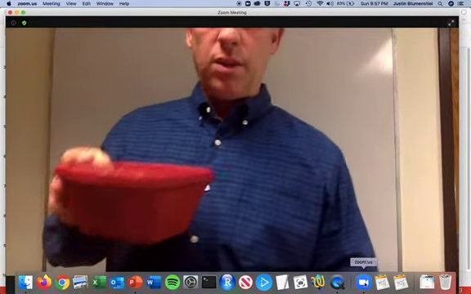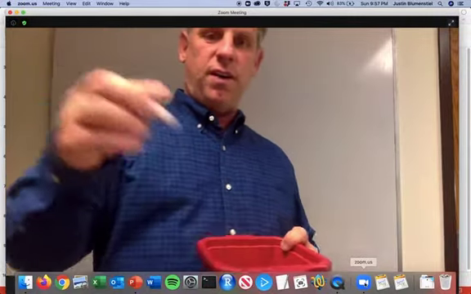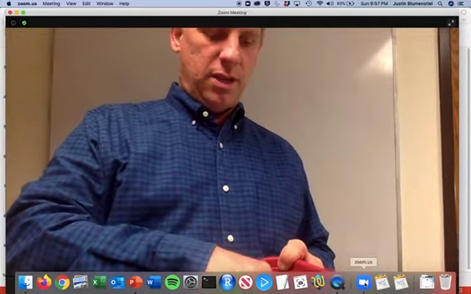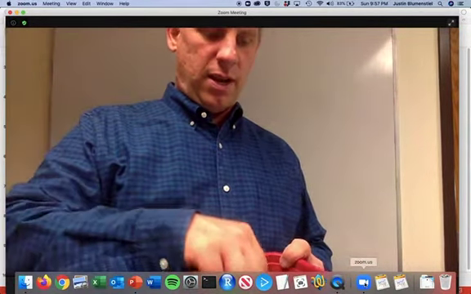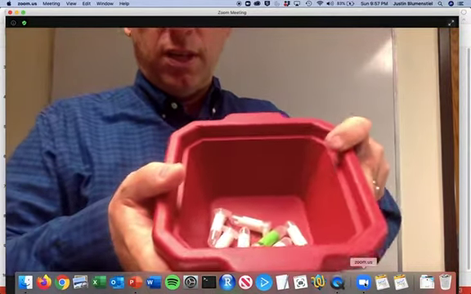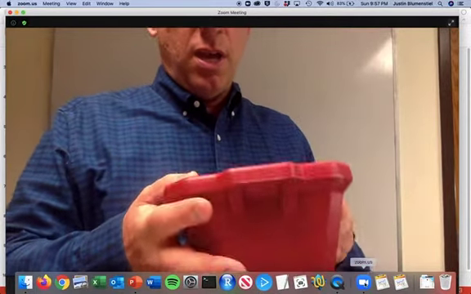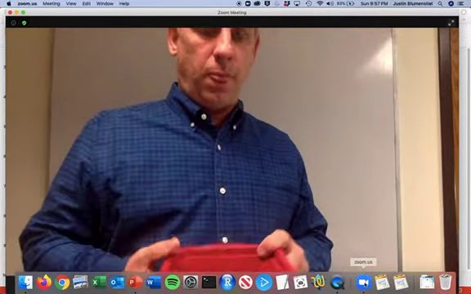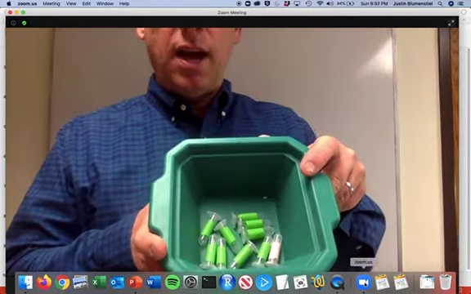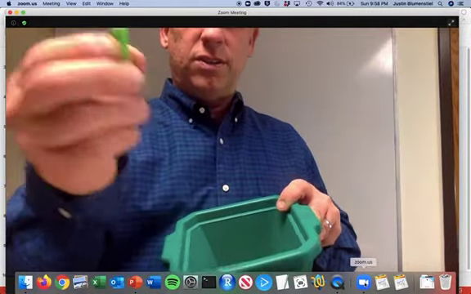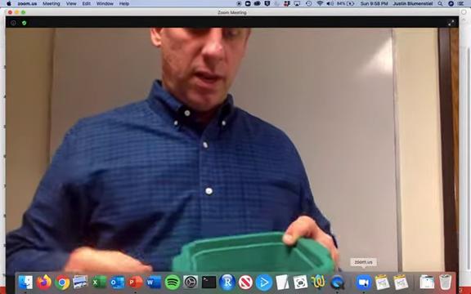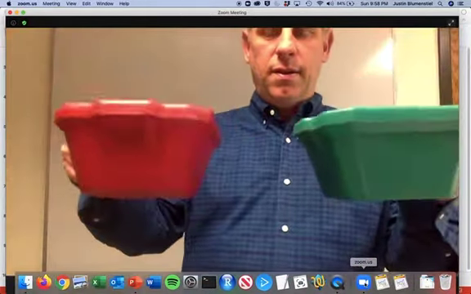In the red bucket, I have a bunch of vials that have been labeled red. This may not come up well on the screen, but there are 9 vials labeled red, or pinkish, and then there's 1 vial labeled green. In the green bucket, I have the other way around: 9 vials that are green and 1 vial that is a red-pink color.